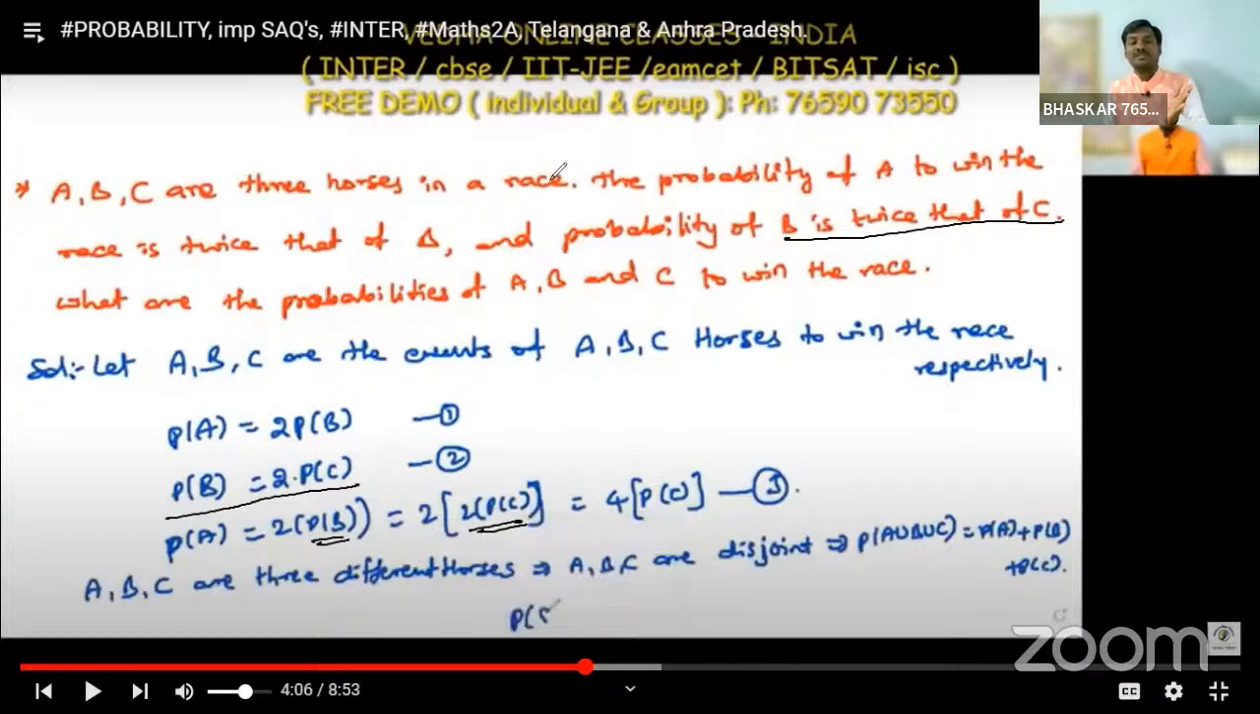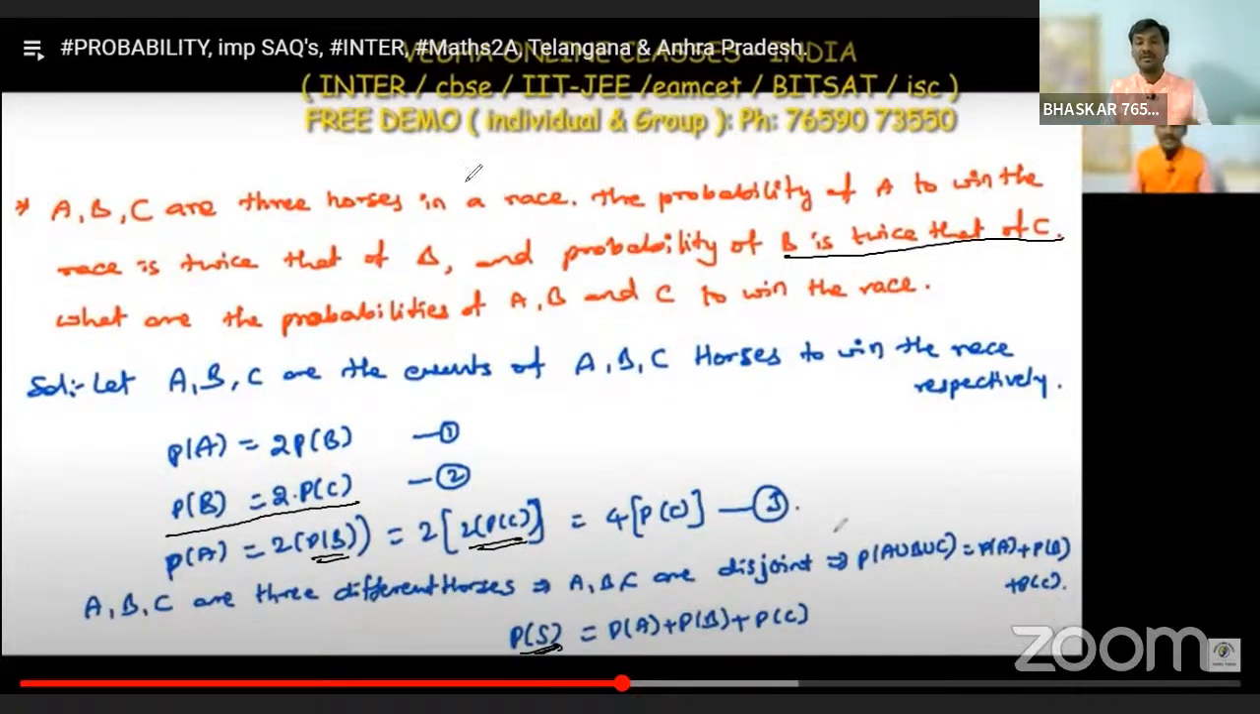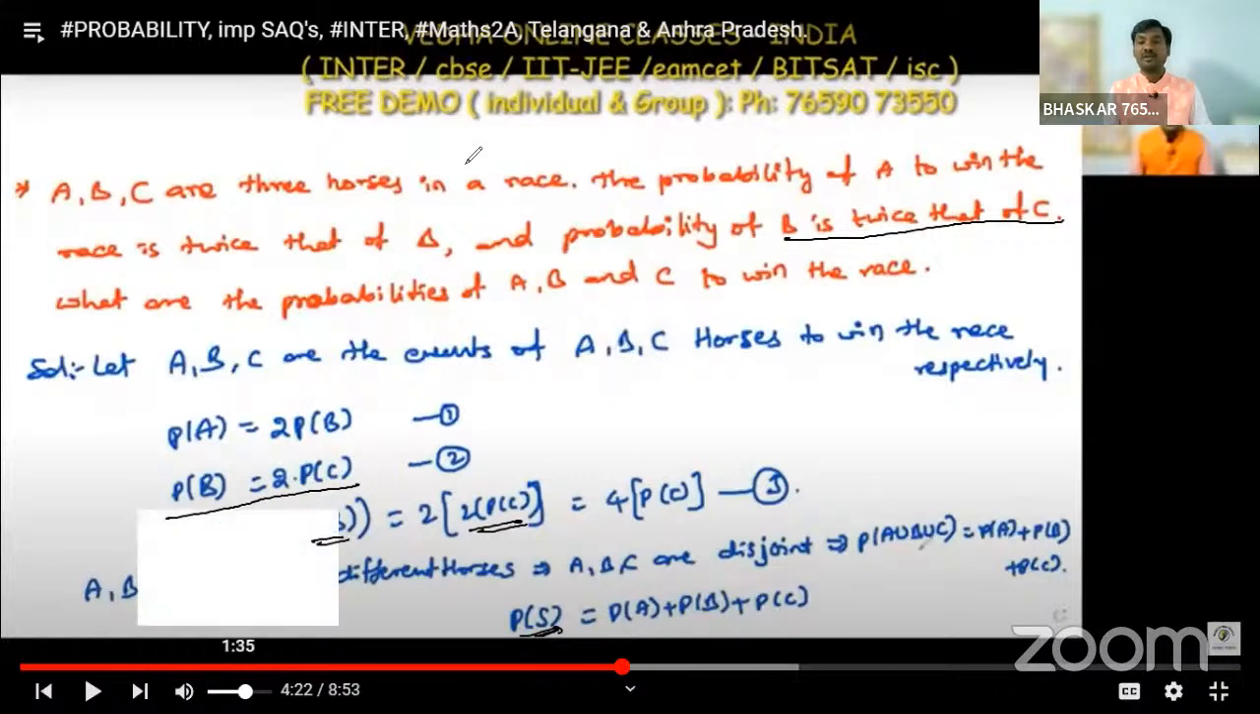Here, A, B, C, all three horses are different horses. There is no common horse, so all are disjoint sets. That means probability of A union B union C is equal to probability of A plus probability of B plus probability of C. A union B union C probability is equal to probability of S, the sample space, the total probability only. And already we know that the total probability is one.